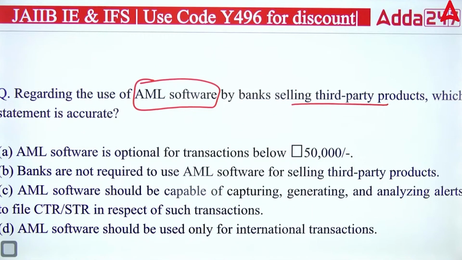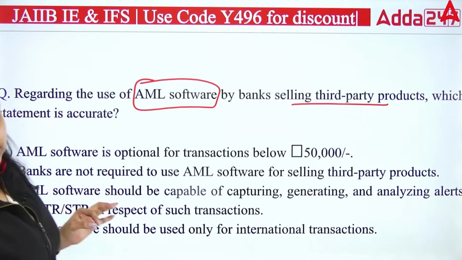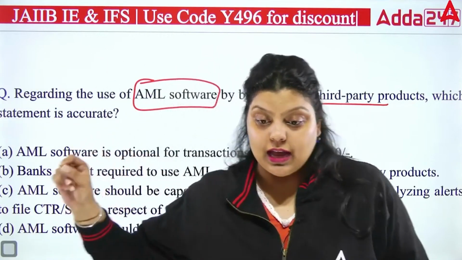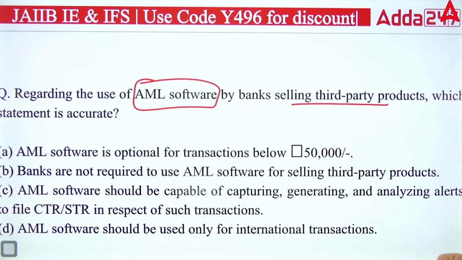Next, regarding the use of AML software by banks selling third-party products, which statement is accurate? First, AML software is optional for transactions below 50,000 rupees. Second, banks are not required to use AML software for selling third-party products. Third, AML software should be capable of capturing, generating, and analyzing alerts to file CTR and STR in respect of such transactions. Fourth, AML software should be used only for international transactions. A, B, C, or D? Which of the following is correct?